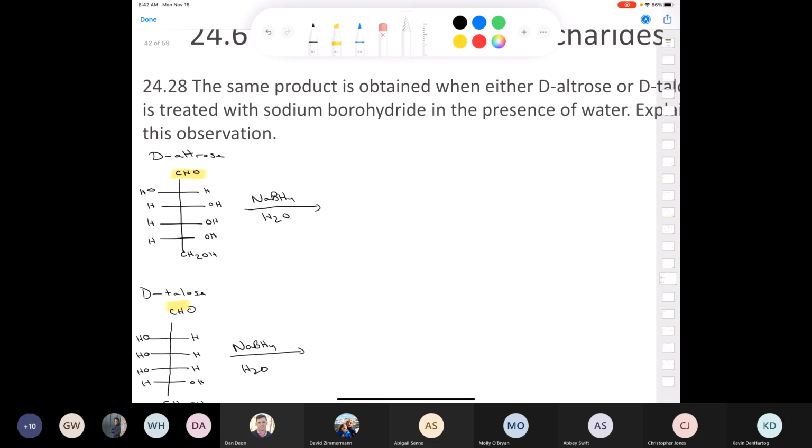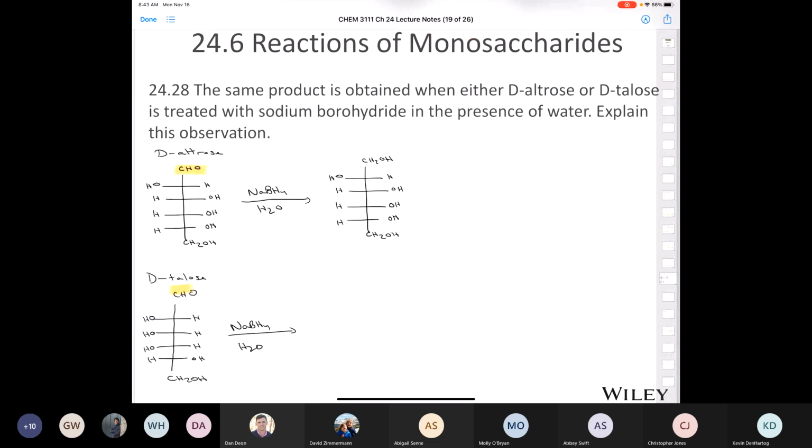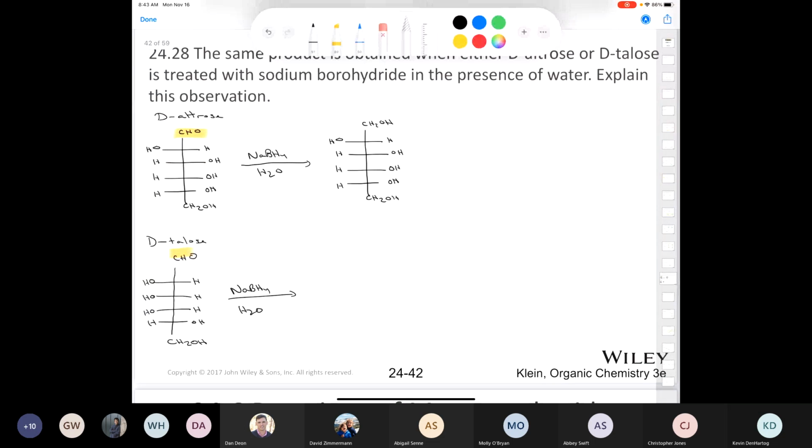Might be faster if I just use the copy-paste tool. So I'll copy this guy. I'll paste this. I'll reduce that aldehyde to an alcohol. So now I have CH2OH. Then I'm going to do the same thing with my D-talose. Let's move this up a bit. There we go. So I'll copy this. And now we're going to reduce that aldehyde as well.